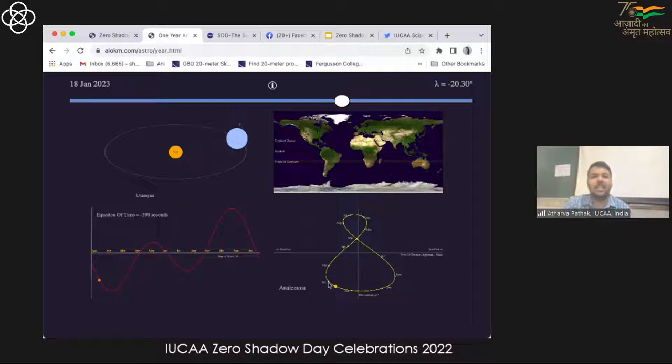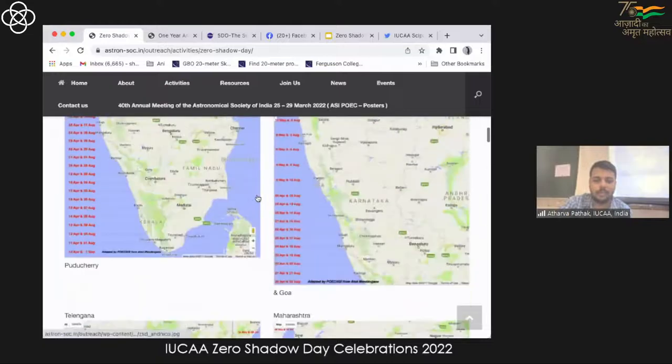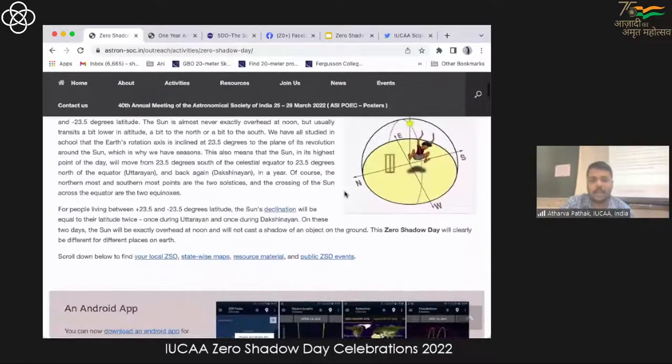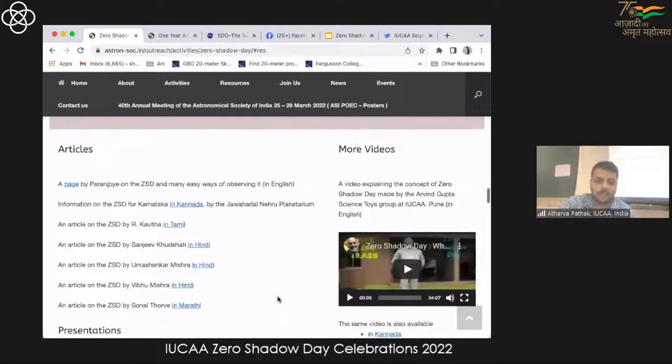And the zero shadow day of your place is the best time to start, because you are actually out in the sun and you can start making the markings. So this was about the apparent motions of the sun that you can track using this web application as well as mobile application. We also saw this website, which gives us a list of zero shadow days. And there are so many beautiful visualizations and resource materials made available in various languages.